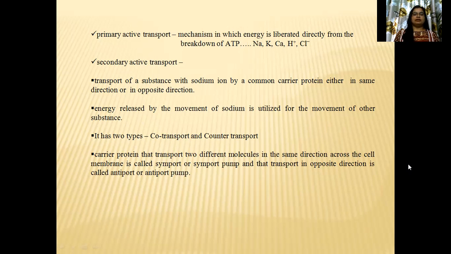A carrier protein that transports two different molecules in the same direction across the cell membrane is called a symport or symport pump, and this type of transport is called co-transport. And transport in the opposite direction is called antiport or antiport pump, and this type of transport is called counter-transport.